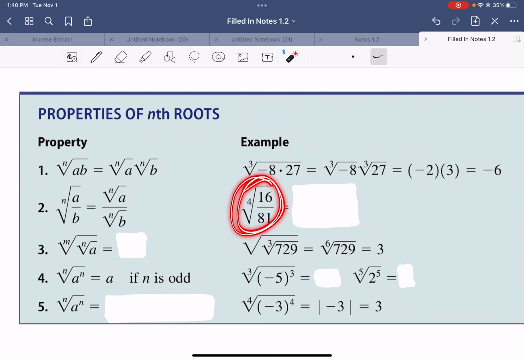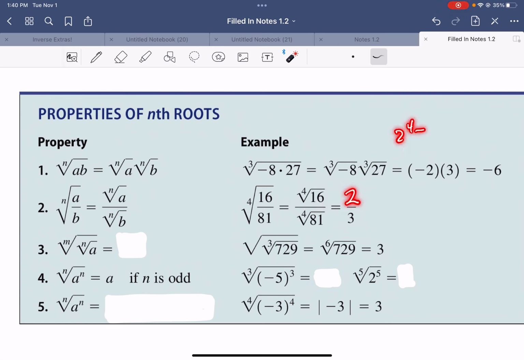So here, which one would you rather do? Divide this and then take the fourth root, or take the fourth root of the top and take the fourth root of the bottom? I think I'd rather do that. So you take the fourth root of the top and the fourth root of the bottom, and I know that the fourth root of 16 is just 2, because 2 to the fourth is 16. And the fourth root of 81 is just 3, because 3 to the fourth is 81.